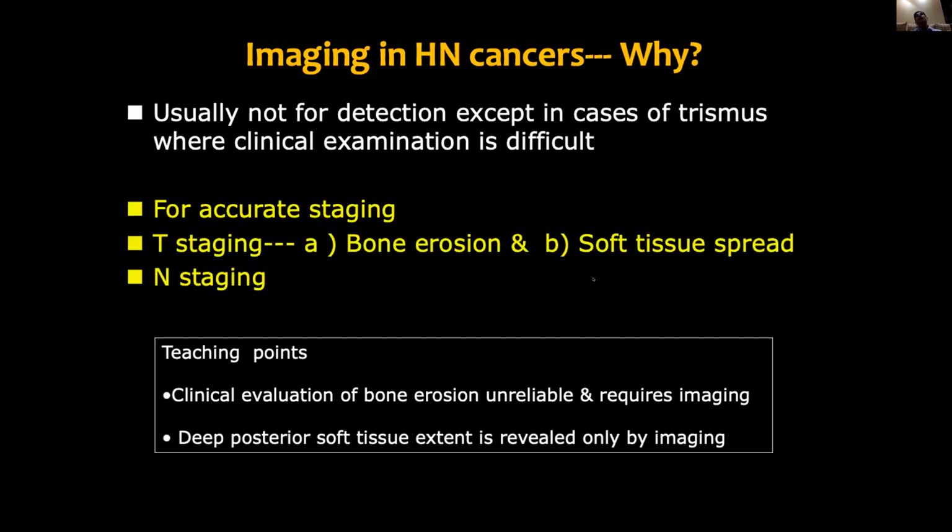Similarly, laryngeal cartilages can only be assessed by imaging. The submucosal spread, the involvement of the paraglottic spaces, though it can be appreciated on clinical assessment like indirect laryngoscopy, but accurate diagnosis of these spaces' involvement is only made on imaging. So imaging plays an important role in the T staging as well as in the N staging of the tumors.